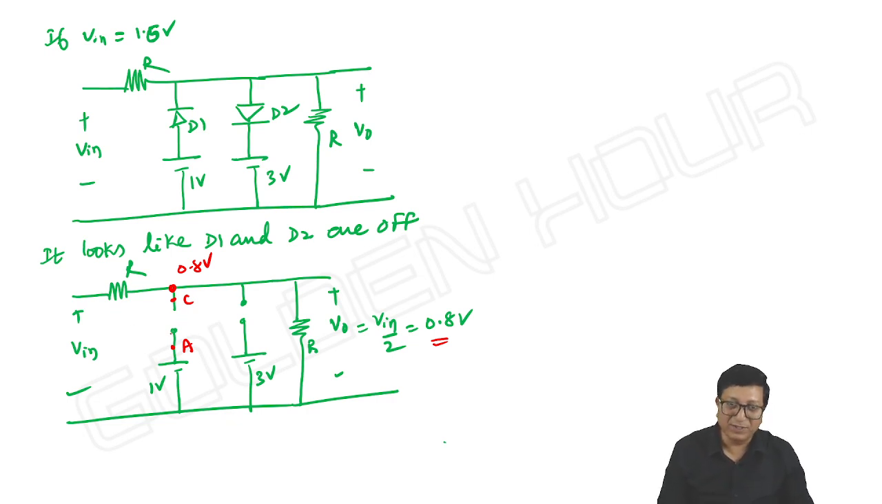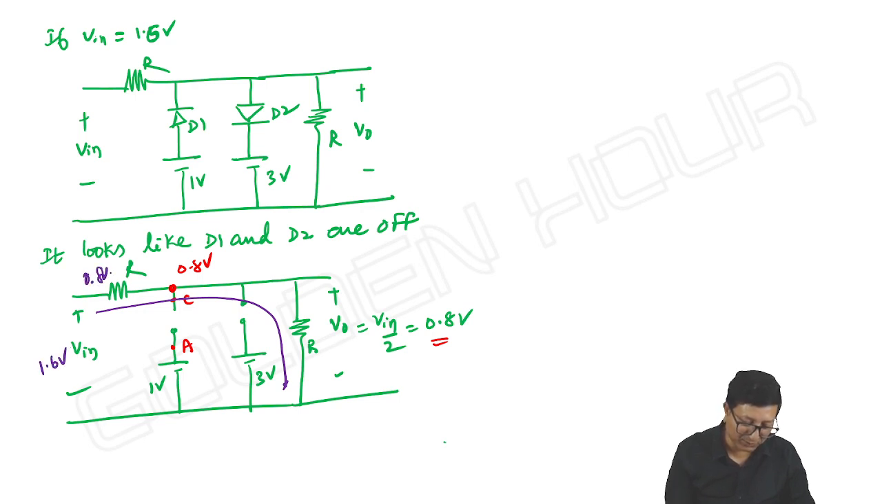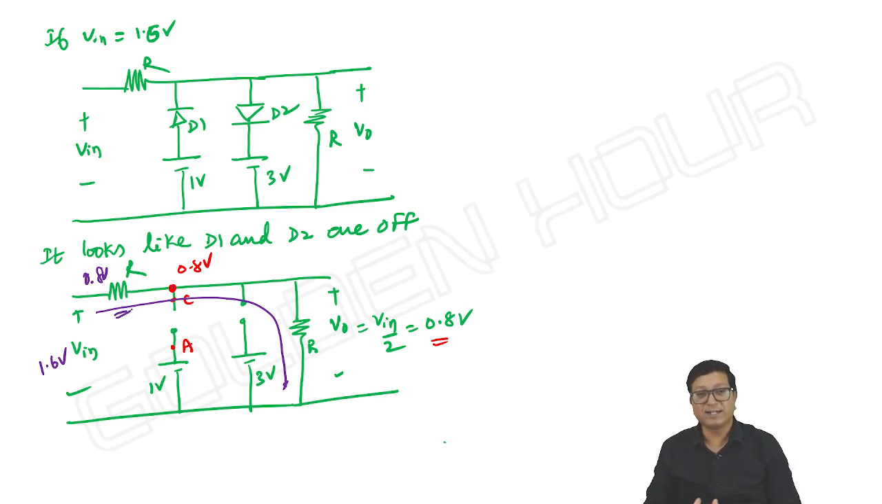Right? If you assume D1 is off also, then there will be a current flow in this way. And out of 1.6 volts, 0.8 volts is here, 0.8 volts is here, and another 0.8 volts here. Anyway, voltage at the cathode of D1 is 0.8. Earlier there was no current flow and there is no voltage drop across this resistor, and hence entire input can be seen at the cathode of the diode D1, which is not happening here. The cathode of D1 is at a lesser voltage than input.